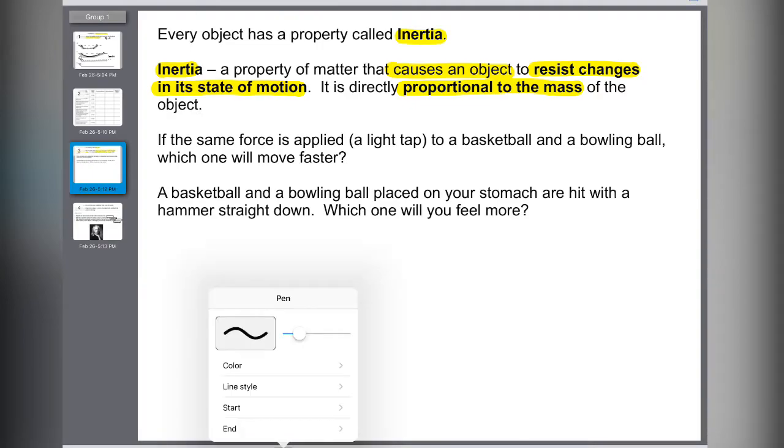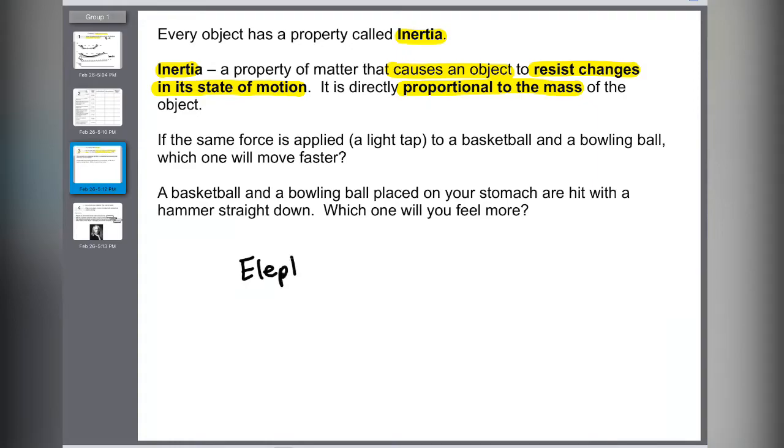So if I ask you a question, which inertia will be bigger, an elephant versus, say, a cow? If the mass is higher, inertia is higher. So it's going to want to keep the same motion. The higher the mass, the higher the inertia is.